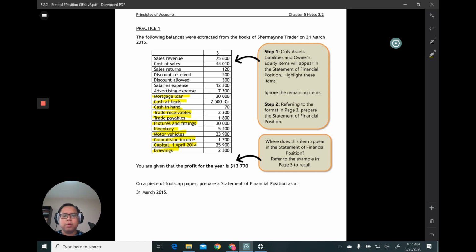But I would also like to do some preparatory work before we actually do the statement. What sort of work are we talking about? It is to just simply label the accounts according to the subcategories that they belong to. All right. So I'm going to go ahead and label it for you, and then you can check whether my labeling is correct.